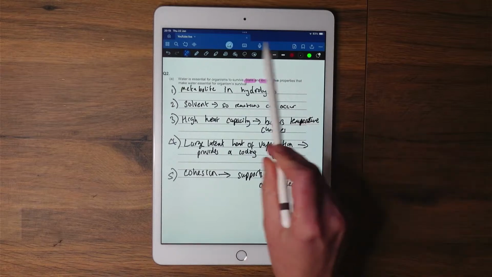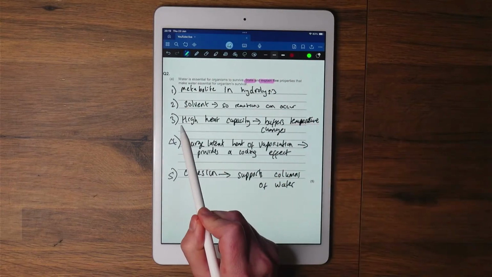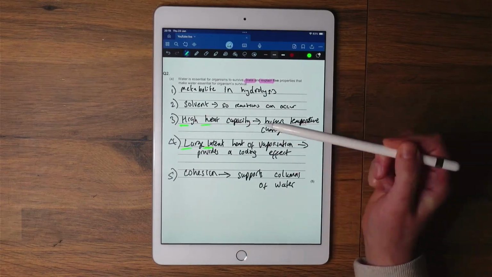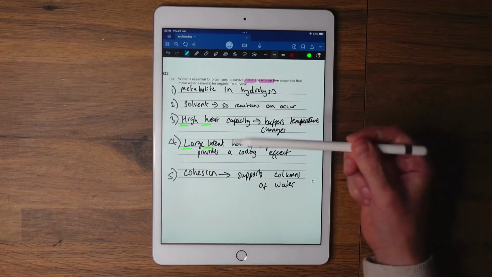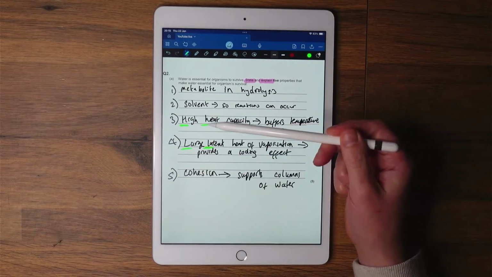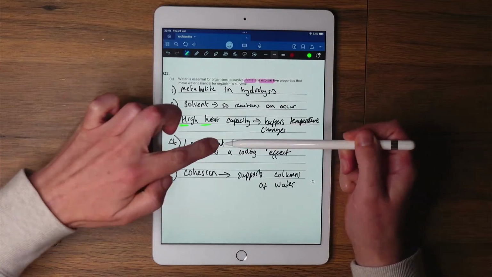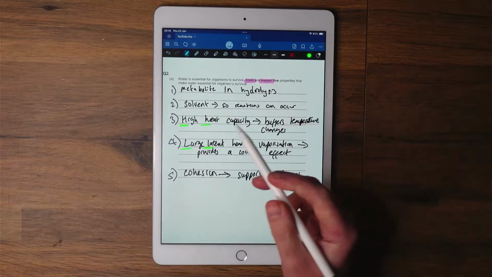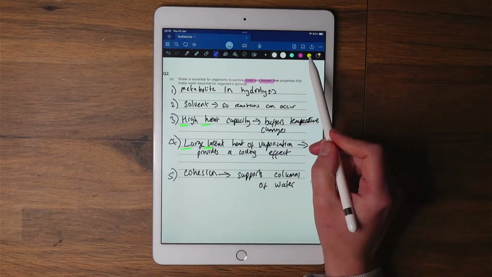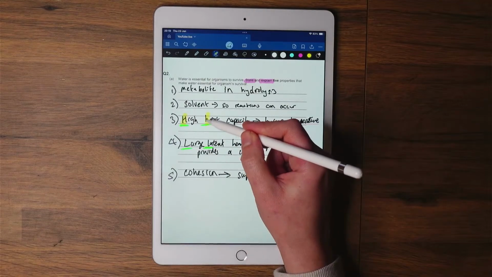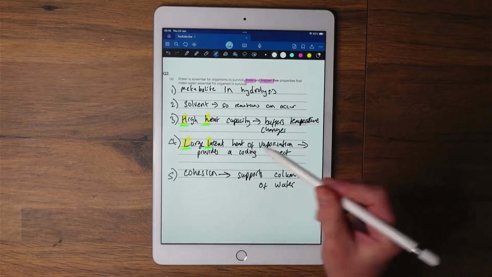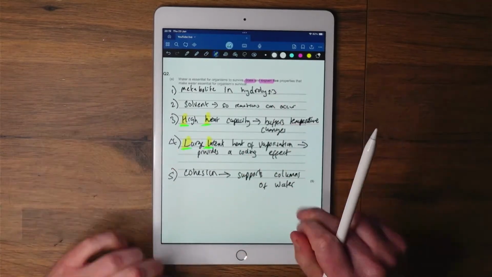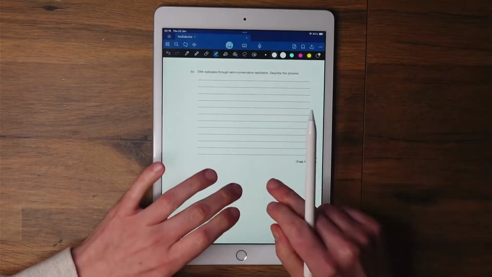One thing I just want to point out as well is this. High heat capacity, large latent heat of vaporization. You cannot get those mixed up. So you can't say high latent heat. It has to be large latent heat, and it can't be large heat capacity. So the reason that I've underlined those is to help you remember it should be the two H's together and the two L's together. High heat capacity, large latent heat of vaporization. So you do have to have it that way around. Okay, let's see this next one.